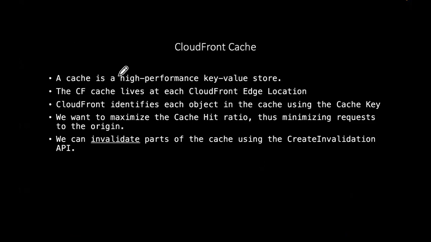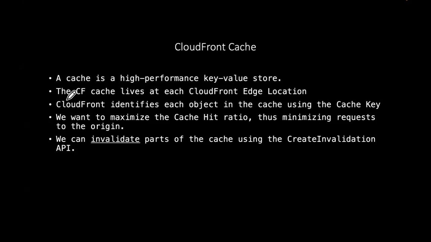A little bit about the cache, CloudFront cache. Well, we know what a cache is. It's a high performance, kind of short-term key value store. It's always key value stores. The CloudFront cache lives at each CloudFront edge location server. So each edge location server will have different cache content from the others. It just depends on what the users within a particular geographical location are looking for or navigating around.